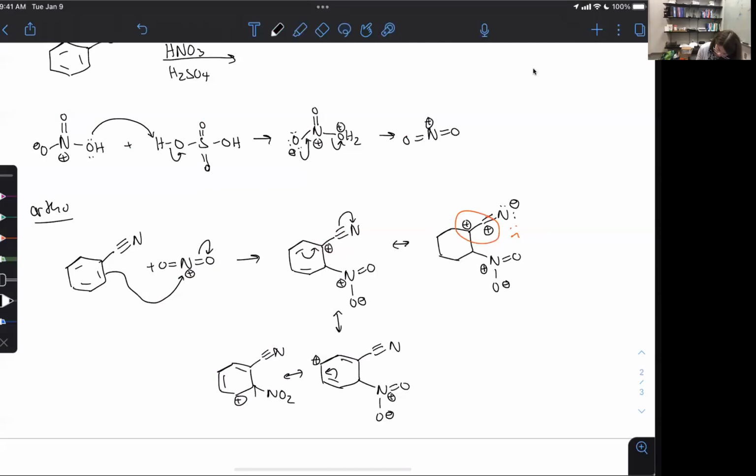And so now we can go ahead and bring in our base. Since the only thing that I made was water, we're going to use water as a base in this one. We're going to reform our benzene to get to our ortho product. Okay, so that's the ortho. Let's look at the meta.